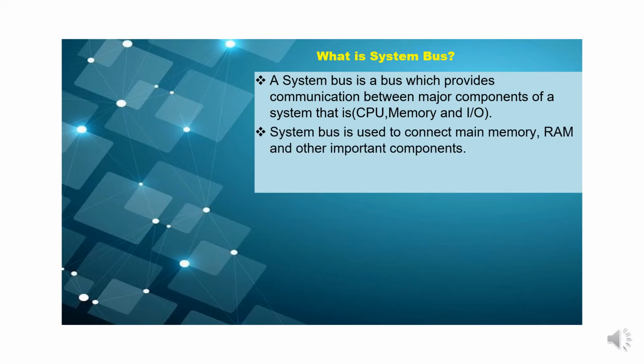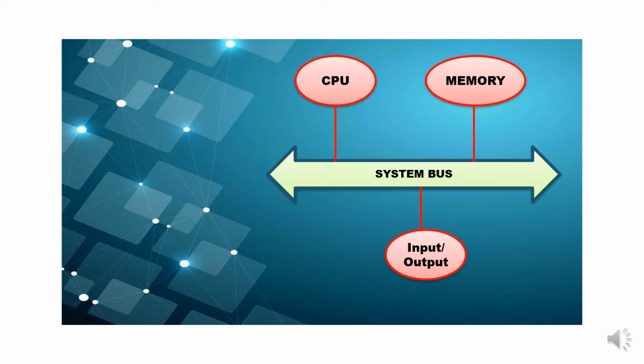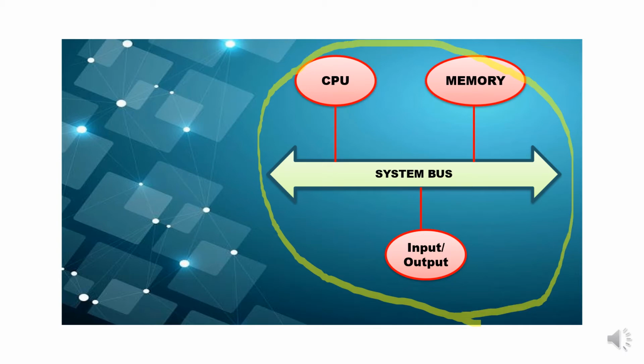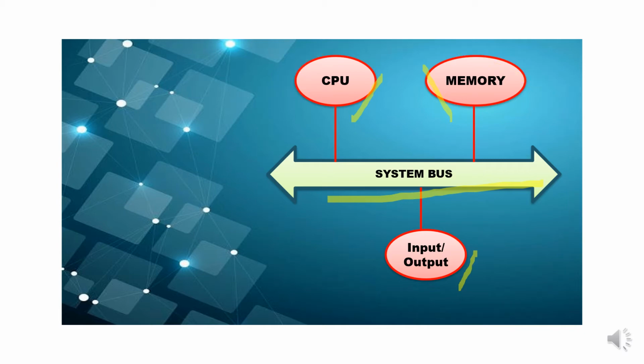It's used to connect main memory, RAM and other important components, as I have said now. System bus is also known as front side bus or memory bus. The other name for system bus is front side bus or memory bus. So you have understood what system bus is. Now you can see by the help of a diagram how I have represented a system bus. There is a system bus here, and the major components like CPU, memory and input output are connected to the system bus, a short diagrammatic representation of the definition.